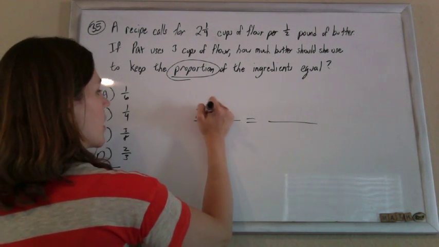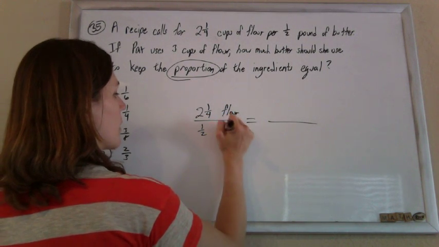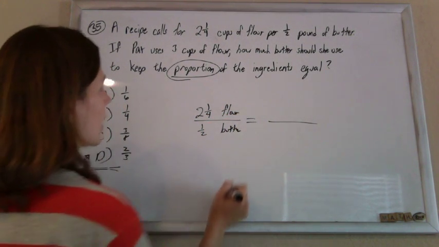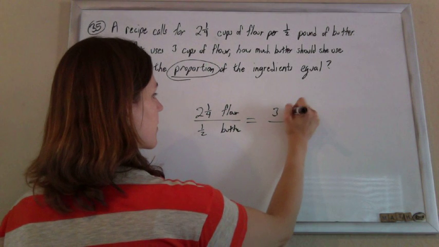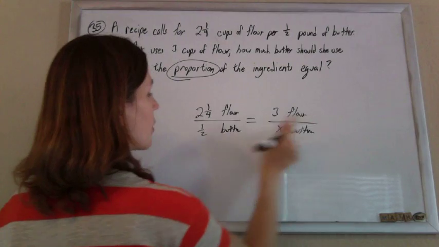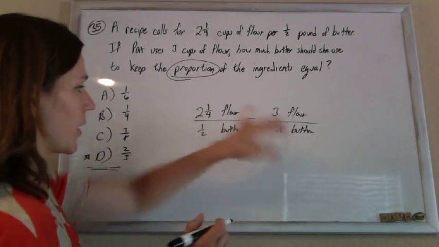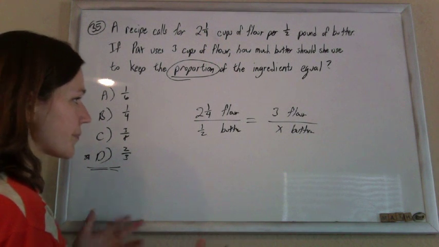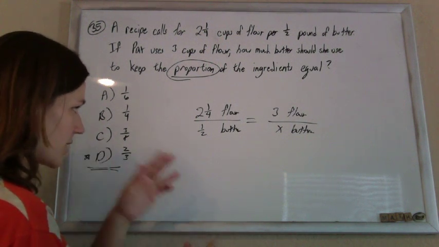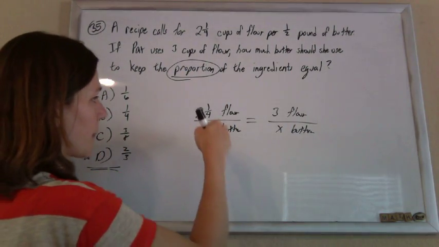So we're going to do 2 1/4 cups of flour to 1/2 pound of butter, and 3 cups of flour to, we don't know how much butter. So I write out the labels when I start to make sure I'm flour, butter, butter. And so that's good. And now I'm going to solve by just cross multiplying.